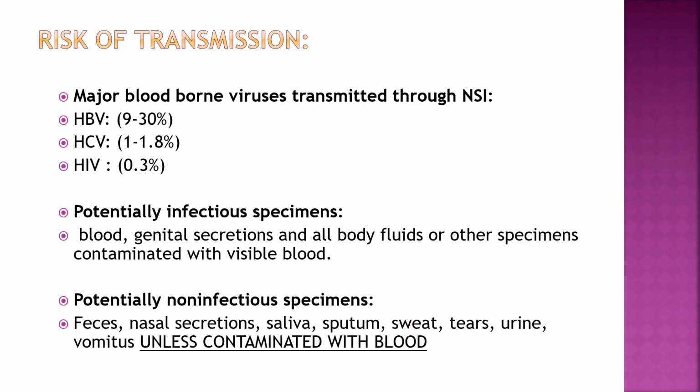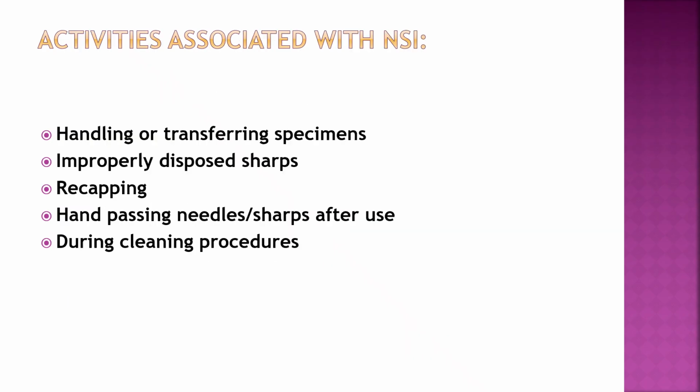So potentially infectious specimens are blood, genital secretions and all body fluids like pleural fluid, peritoneal fluid, cerebrospinal fluid, synovial fluid and other specimens contaminated with visible blood. Potentially non-infectious specimens are feces, nasal secretions, saliva, sputum, sweat, tears, urine, vomitus unless they are contaminated with blood. So if they are free from blood, then they are potentially non-infectious as compared to the blood and contaminated blood specimens.